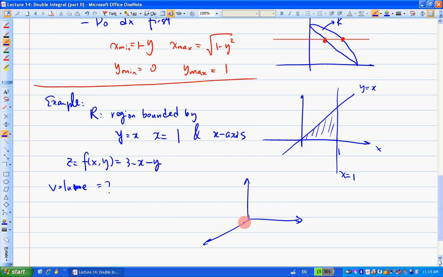In 3D space, this is x, this is y, and y equal to x is a line, something like this, and x equal to 1, which is this. So here is the region R, right? Here's region R. Okay. And the function z is this, 3 minus x minus y. So that's a plane, right? That's a plane. So the plane, this is z.